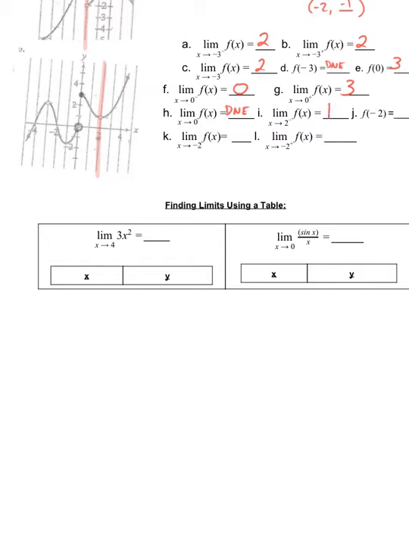Now, the next one, I'm going to go from the right. From the right, hey, it's meeting in the same place. The right limit is 1. That is right here. X approaches 2 from the right. So this is 1. So that's a great date. So the limit at plain old 2 is also 1.